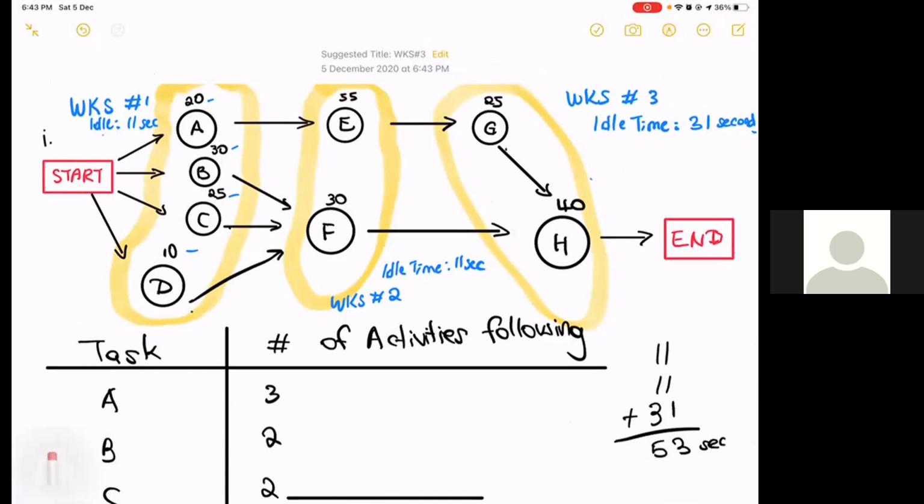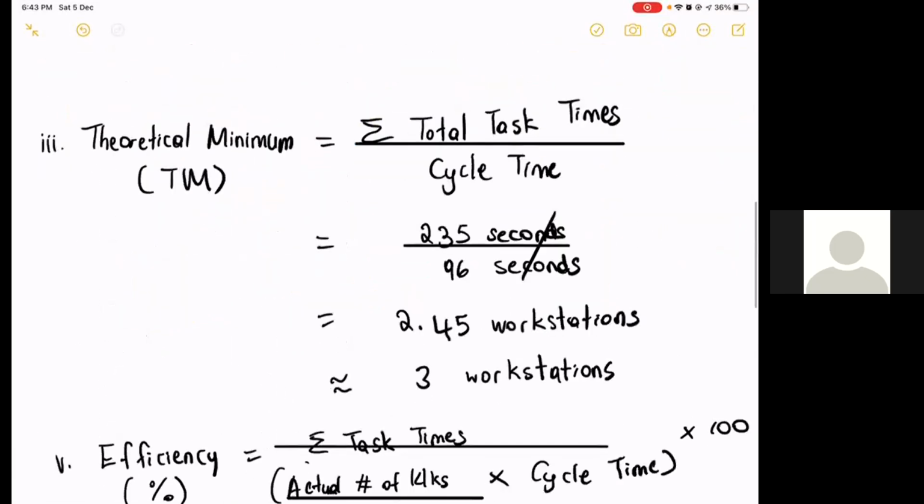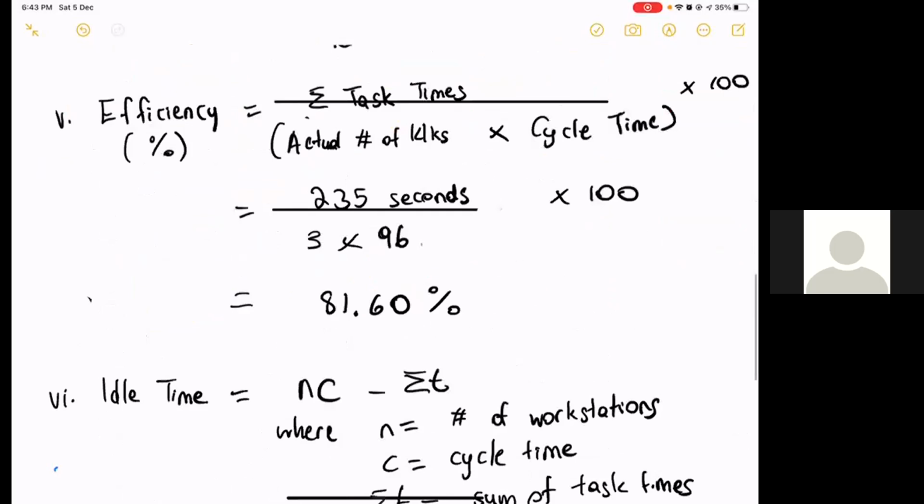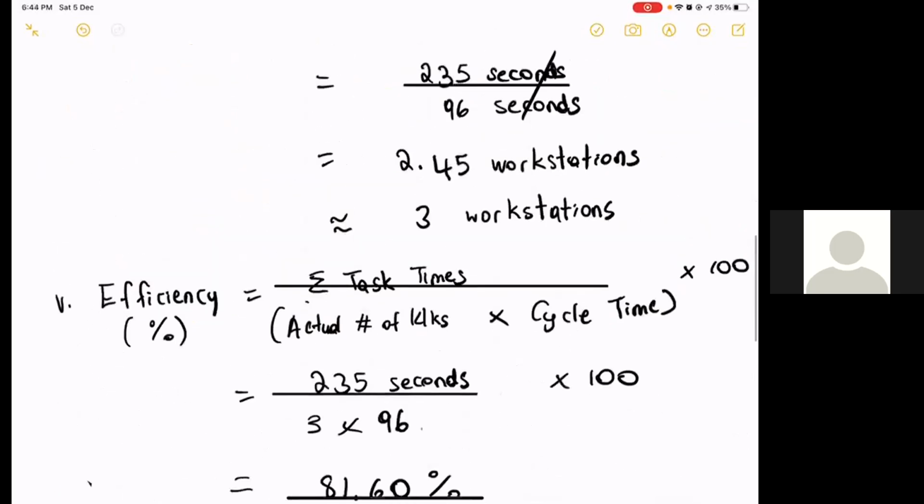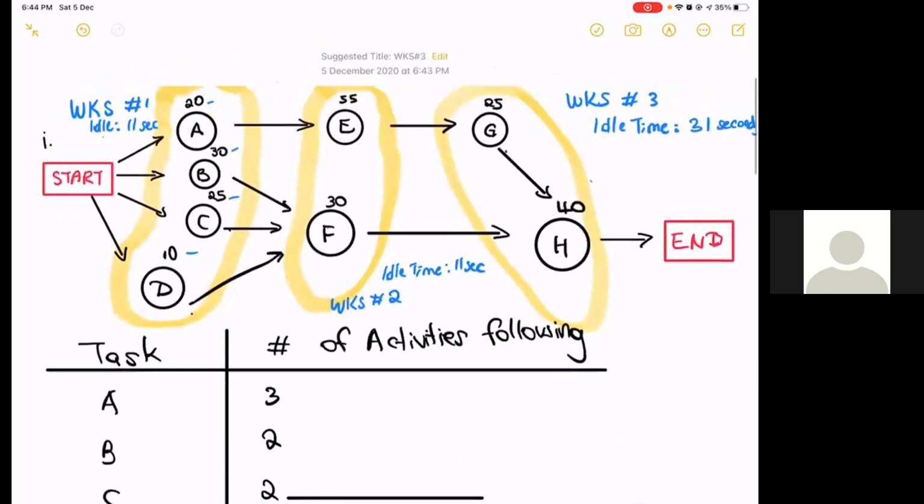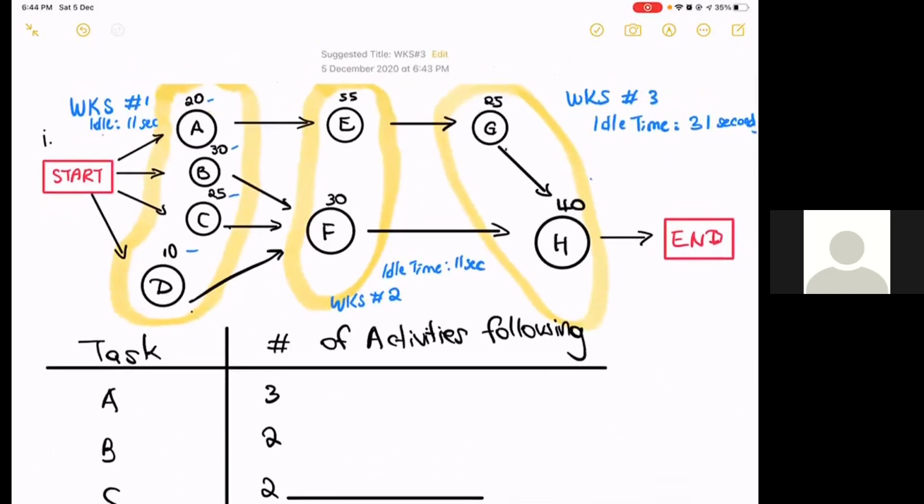Yeah, I'm hearing you. I was saying that you should revise the efficiency. Somebody was saying it should be multiplied by the largest cycle time. So instead of 96, it would have been 85.